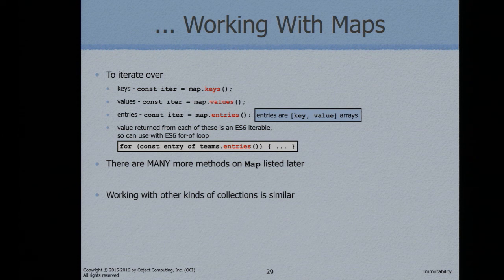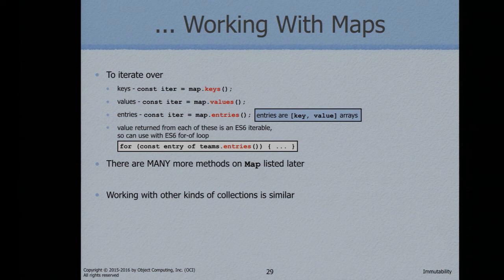I might want to grab all of the keys in my map, or grab all of the values, or even grab entries, which are these two-element arrays of a key-value pair. And so I get those out, and what I get is a thing that is iterable. And what's nice about that is that I can use it with the new for-of loop that was added in ES6. When people talk about ES6 features, I think they don't talk about the for-of loop enough. I think it's a really important new feature.